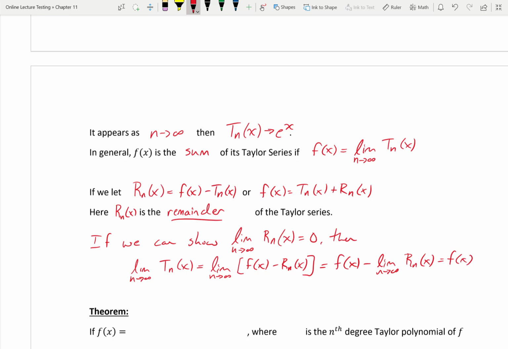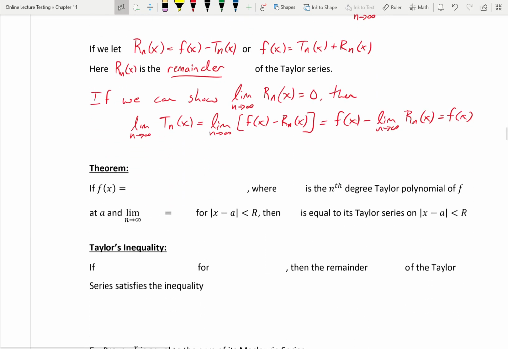If we can show that this remainder goes to 0, then our Taylor polynomial is approaching the function. Therefore, the function has a power series representation. But let's think about that for a second. We have to show a function is approaching 0, which means that's some fun math to go through. So this is where our theorem is coming into play. We've talked about this theorem in general. So if we can show that this remainder goes to 0, then we're golden.